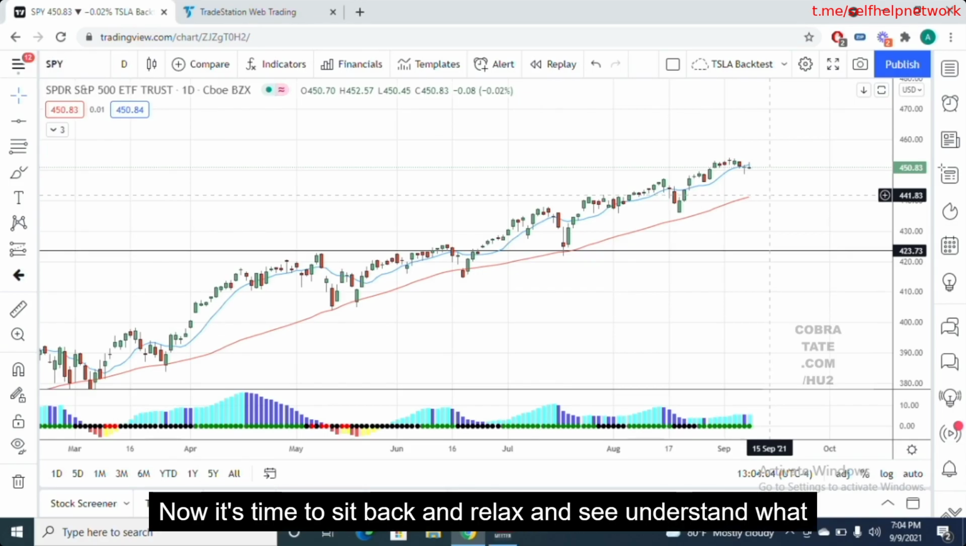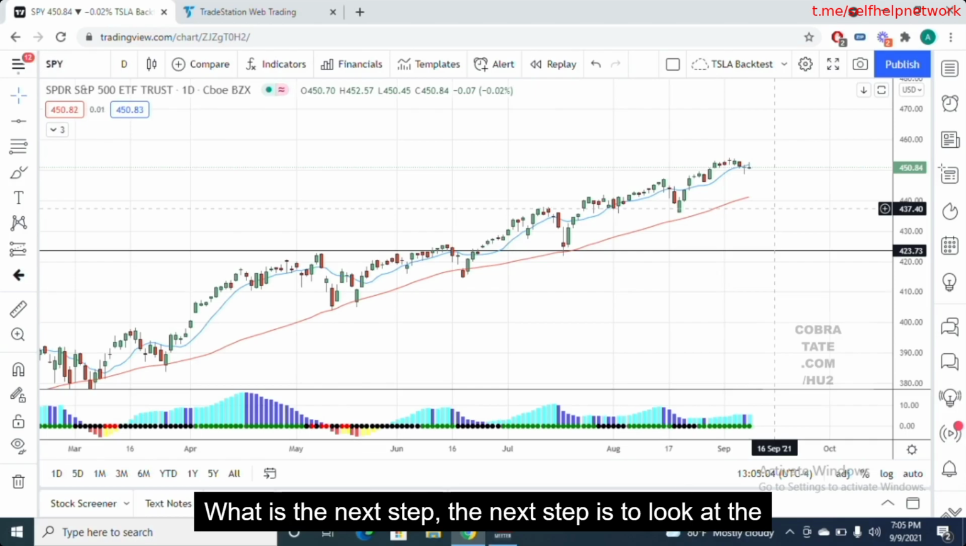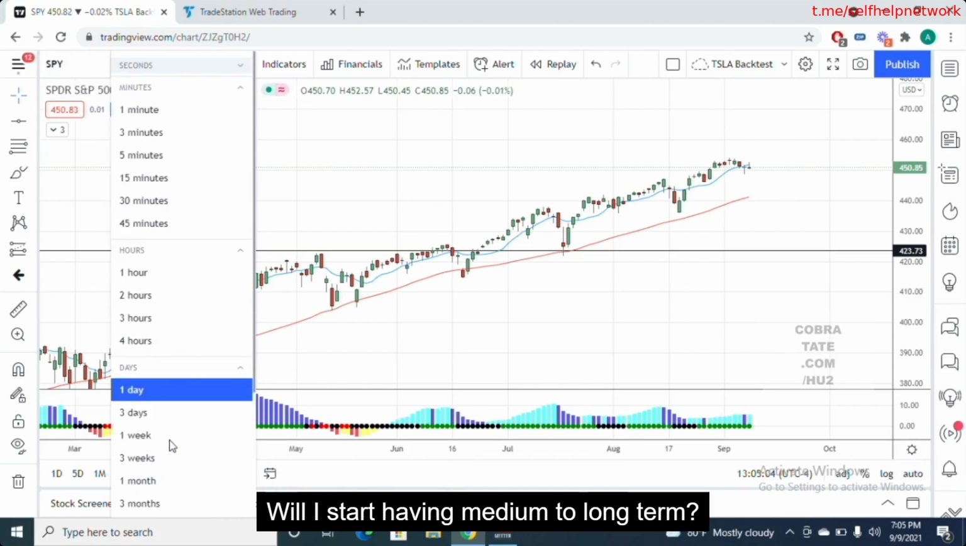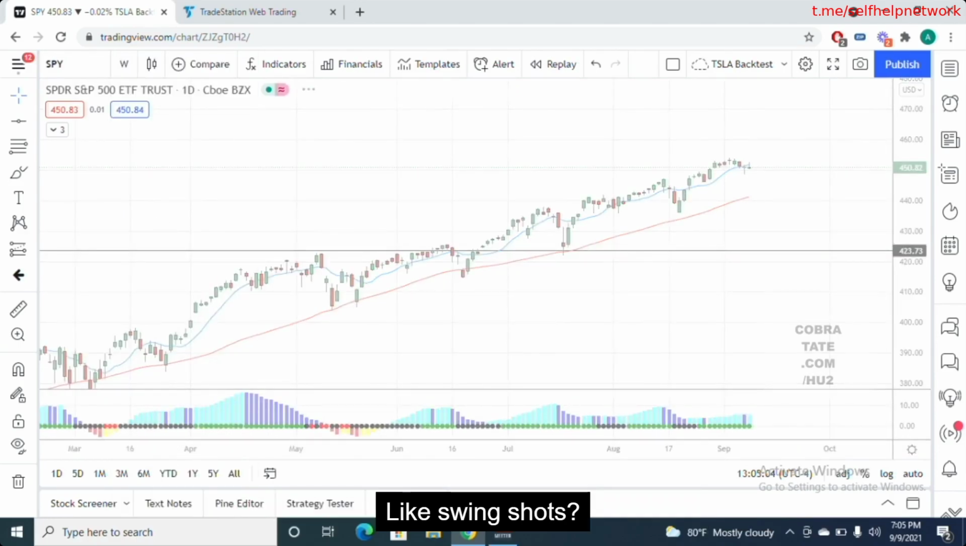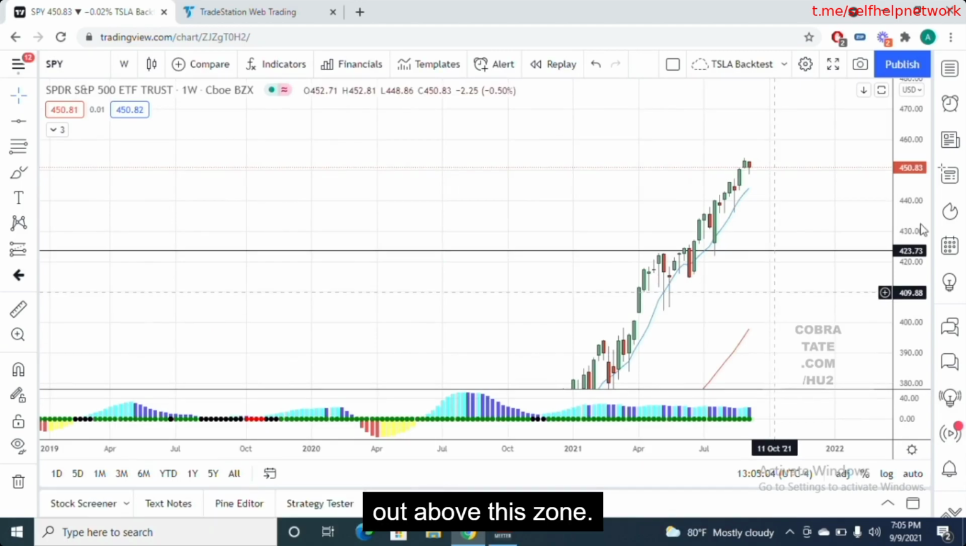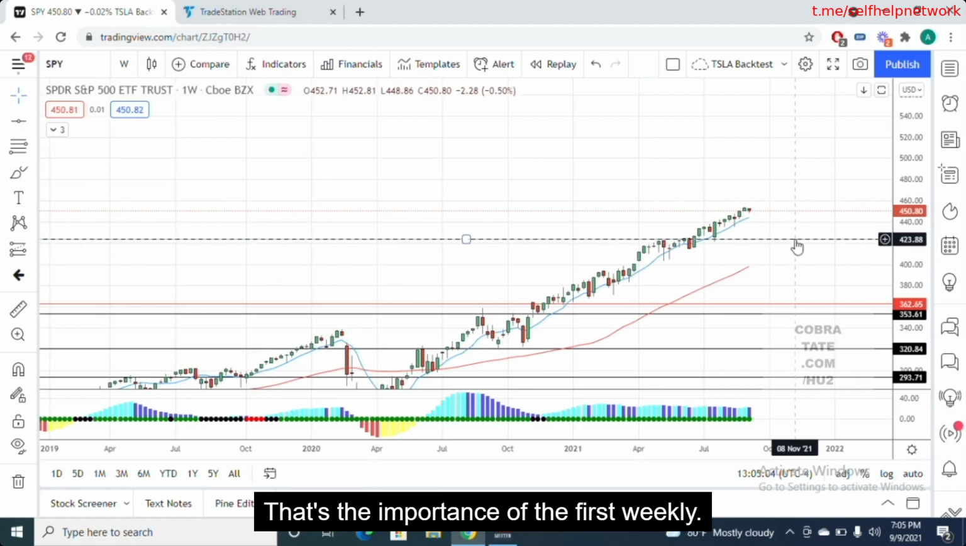Now it's time to sit back and relax and understand what the market is about to do. What is the next step? The next step is to look at the weekly zone, and only when we go below the latest weekly zone will I start shorting. Will I start having medium to long-term swing shorts. I won't start shorting till the price is figuring itself out above this zone. Only below this zone is when I will get bearish. That's the importance of the first weekly zone.